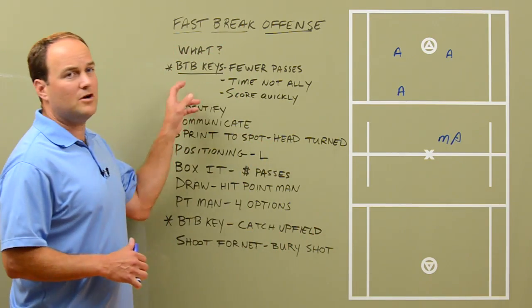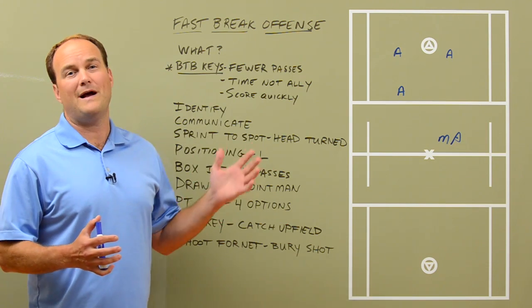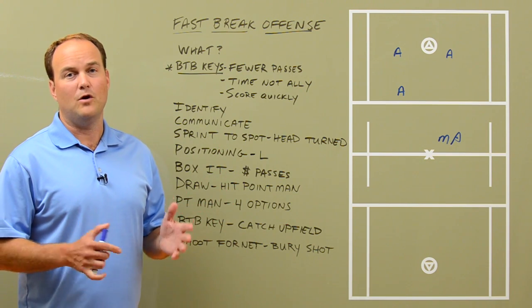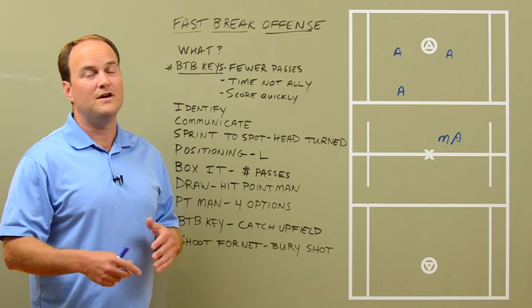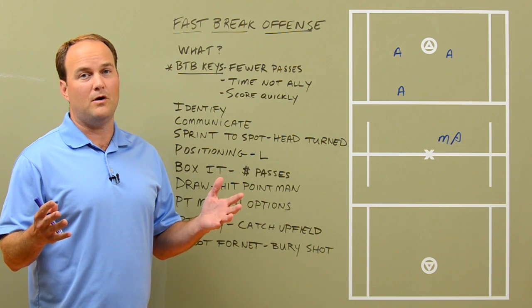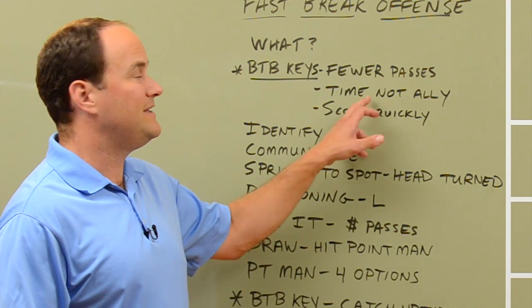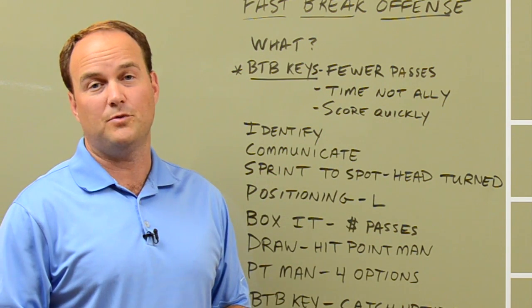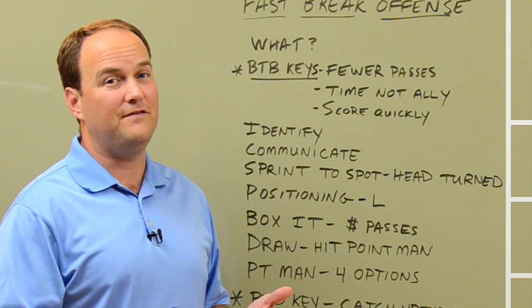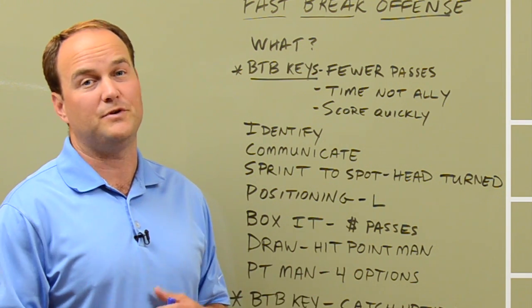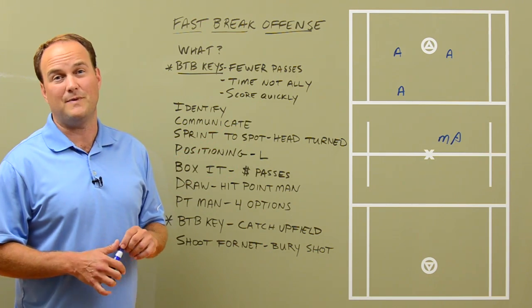First and foremost, let's talk about some BTB keys that we want to go over. Remember that fewer passes is always better in a fast break. 1 or 2 passes at the most. Once you get into 3 and 4 passes, you risk the chance of turning over the ball, and also the defense has time to get in and match up. Time is definitely not your ally in a fast break situation. You've got maybe 2 or 3 seconds at the most to score, and then that defense is going to get in there and your fast break opportunity is going to be lost. So what that means is you want to score as quickly as possible.